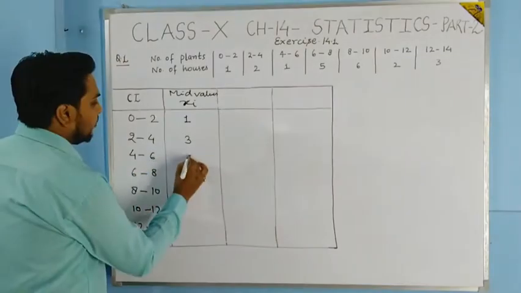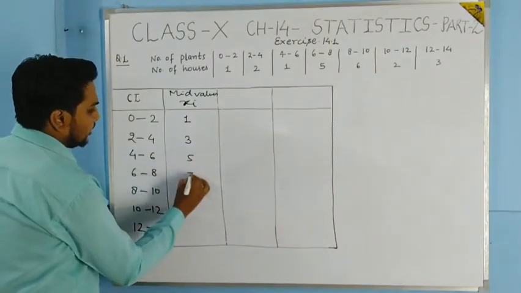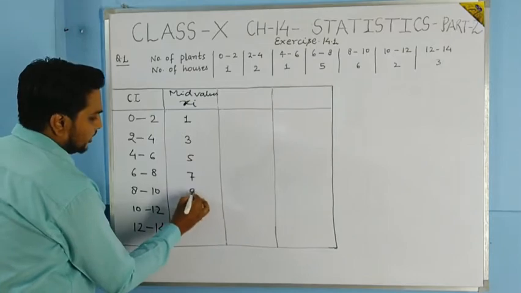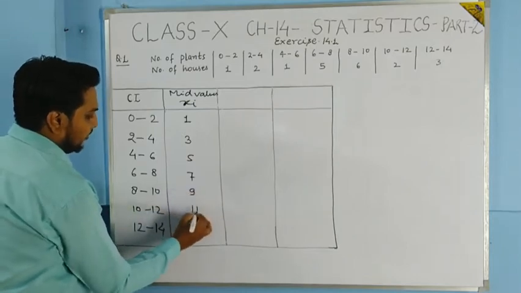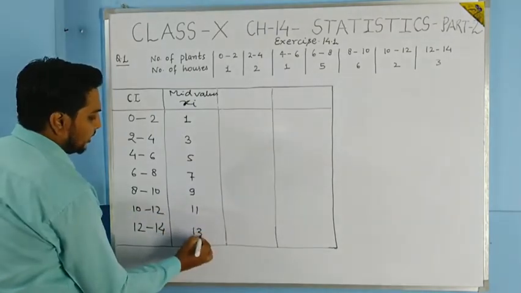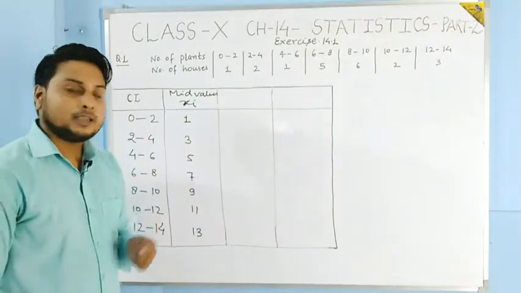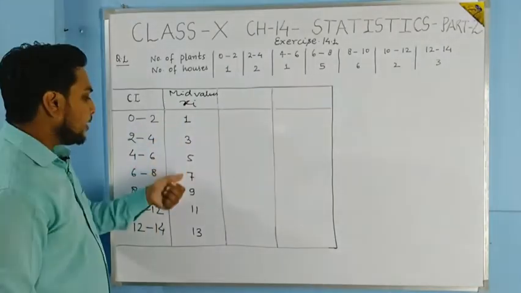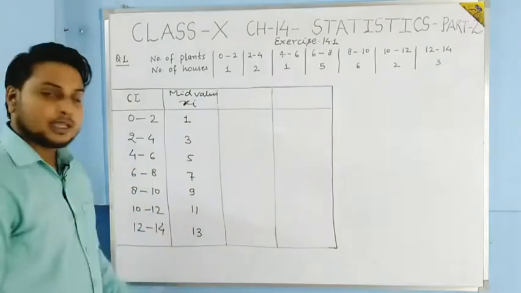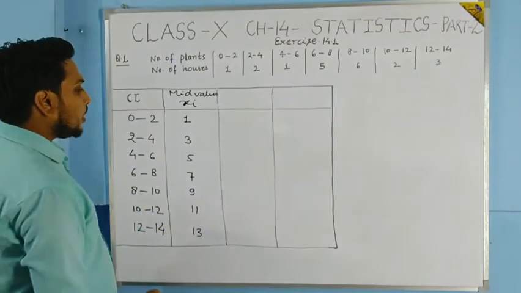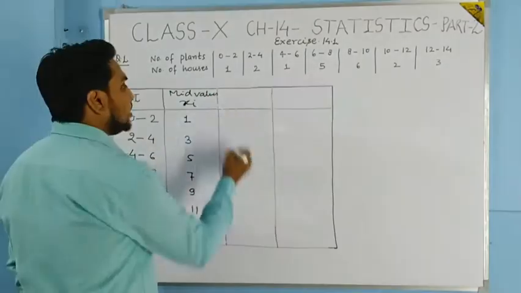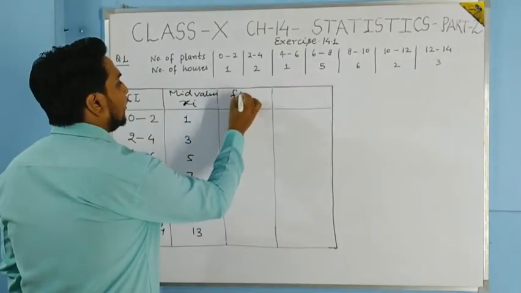4 to 6 is 5, 6 to 8 is 7, 8 to 10 is 9, 10 to 12 is 11, and 12 to 14 is 13. Okay students, so these are the values of xi. Xi means x1, x2, x3, x4, x5, x6, x7. After that students, frequencies are given, fi.